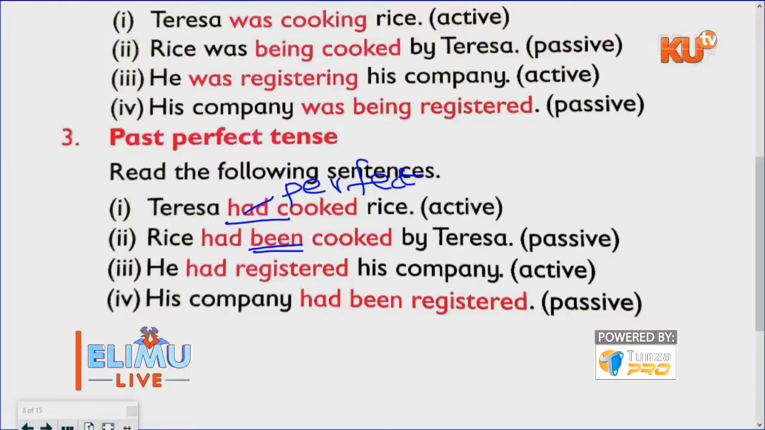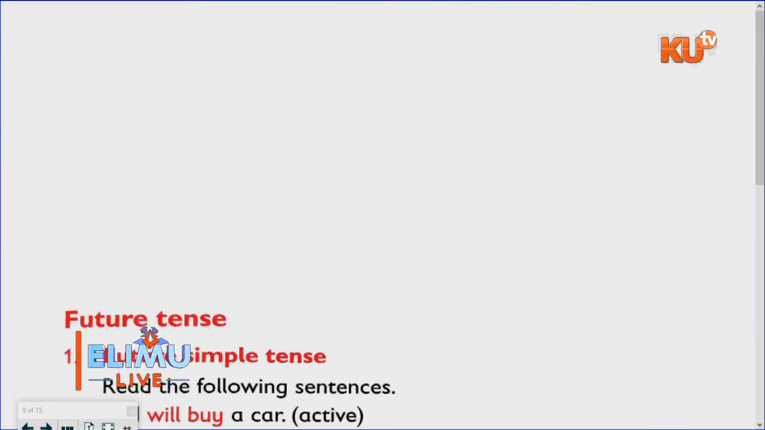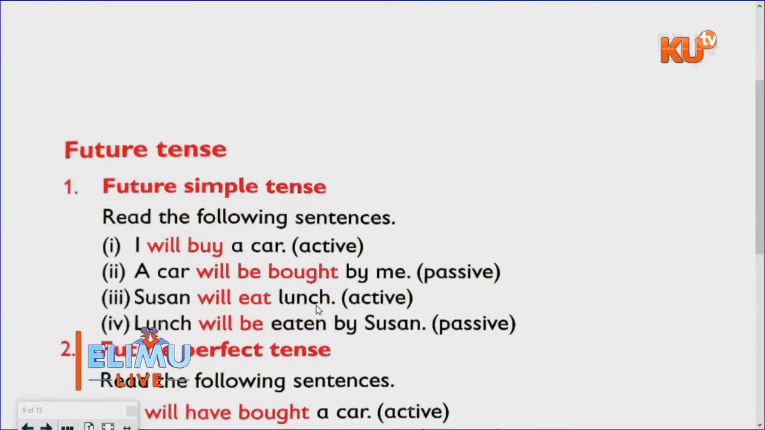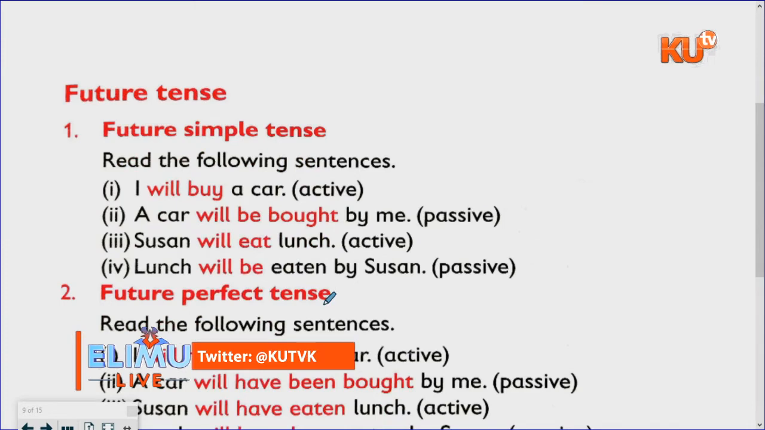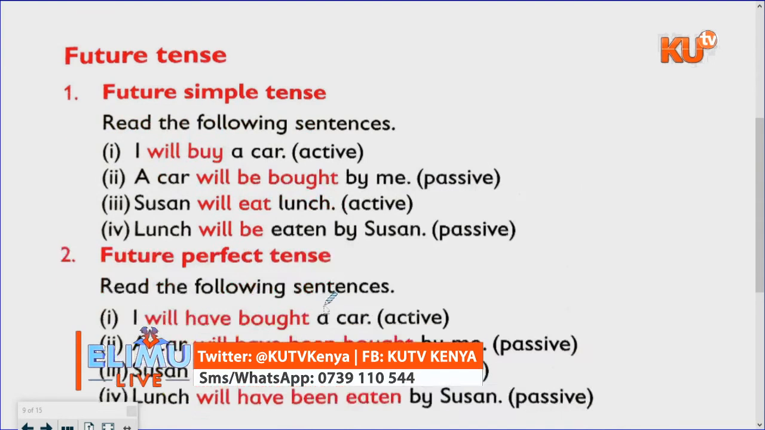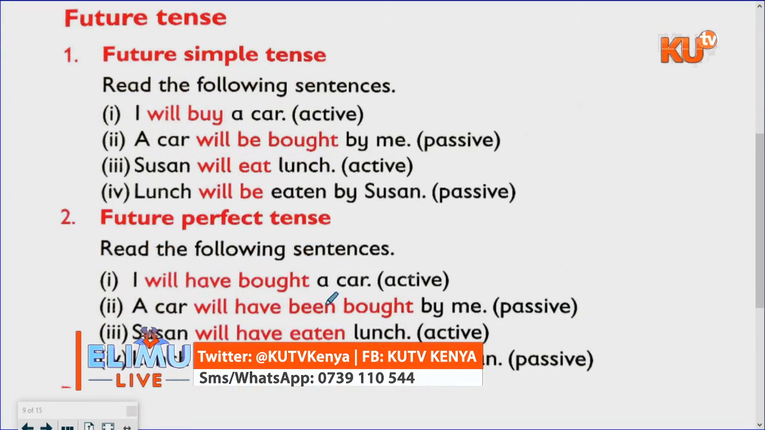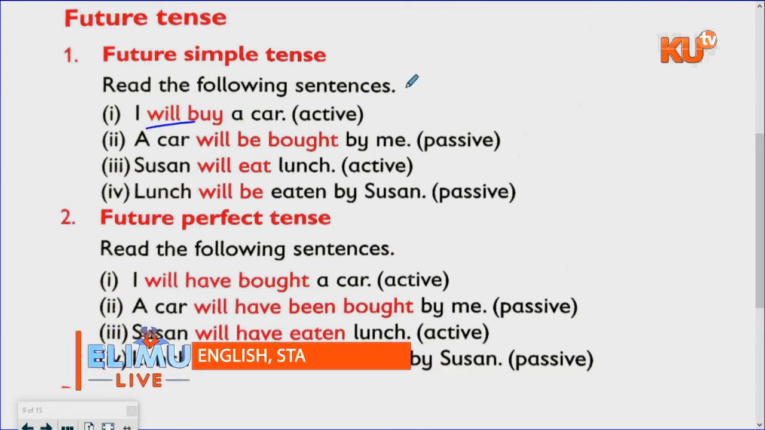Let me continue. Future tense. How will future tense change from active voice to passive voice? Read the following sentences. Number 1: I will buy a car. "Will" indicates that it is in future. Every time you see "will", it indicates future tense.